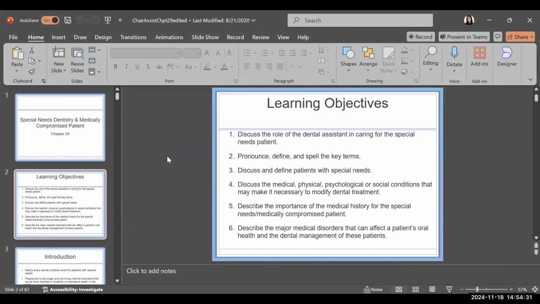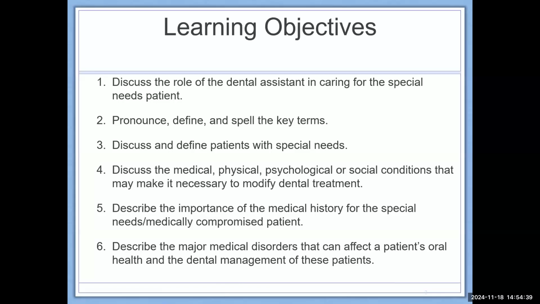I'm having a little bit of a glitch in sharing my screen, but I think I have it down if I'm not mistaken. So we do want to talk about some learning objectives. We want to discuss the role of a dental assistant in caring for the special needs patient. We want to know about, pronounce, define, and know how to spell some of the key terms that are listed in the textbook, as well as defining patients with special needs.